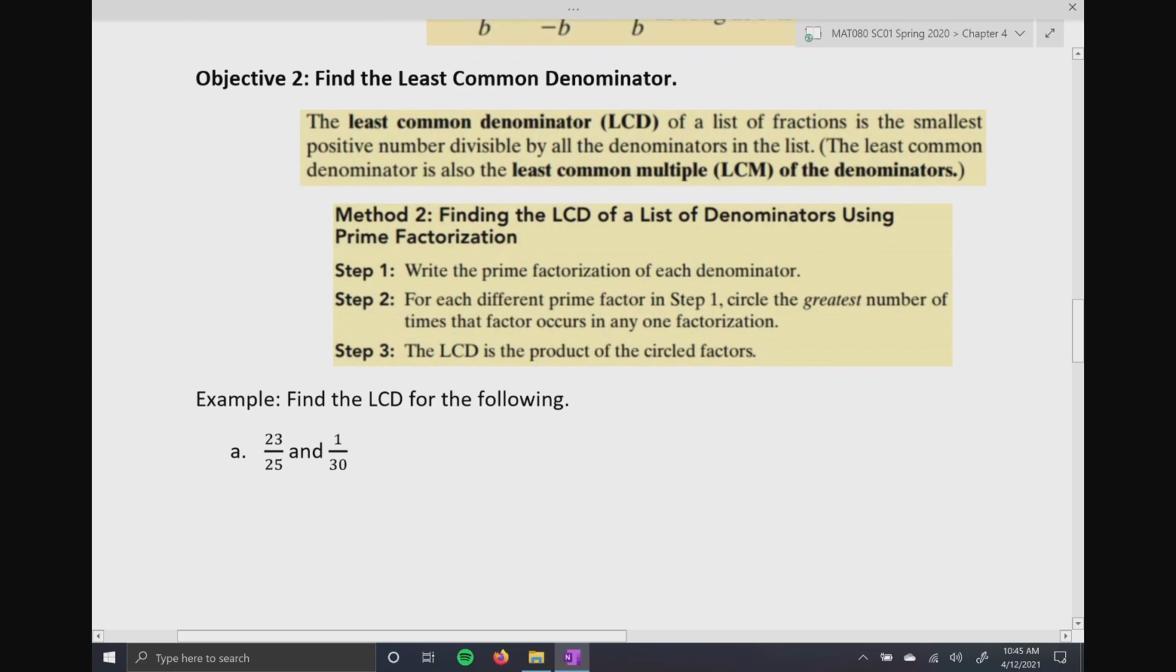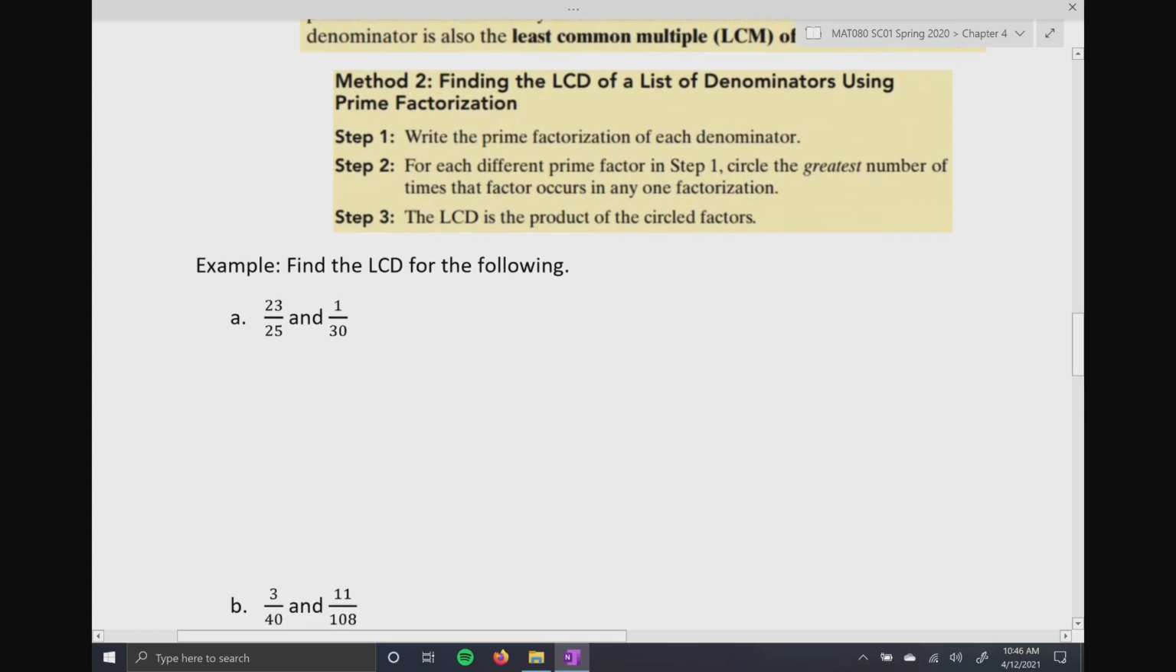Okay? Now we get into the fun part. Finding least common denominators. All right, so this is setting us up for the next section. And the next section, I'm going to write this out. You don't have to worry about this, okay? In the next section, I'm going to ask you to add 1/2 plus 1/3. Okay? You cannot do that.